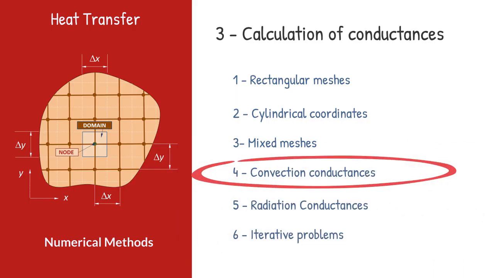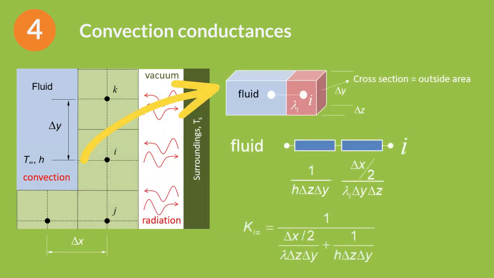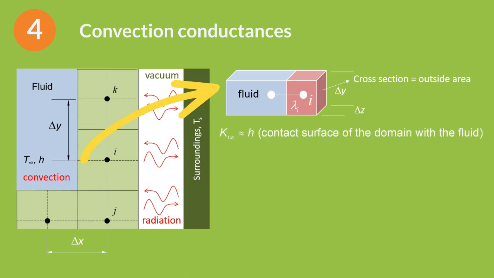Convection conductances. The conductance between a solid node and a fluid with which it has contact on the surface is the result of putting two resistances in series, one for conduction inside the domain and another for convection in the outside area. If the conduction resistance is much lower than the convection one, the overall conductance can be approximated by the product of the convection coefficient by the outer area, that is the area of the surface in contact with the fluid. As a general rule, the conductance is the convection coefficient multiplied by the contact surface with the fluid.